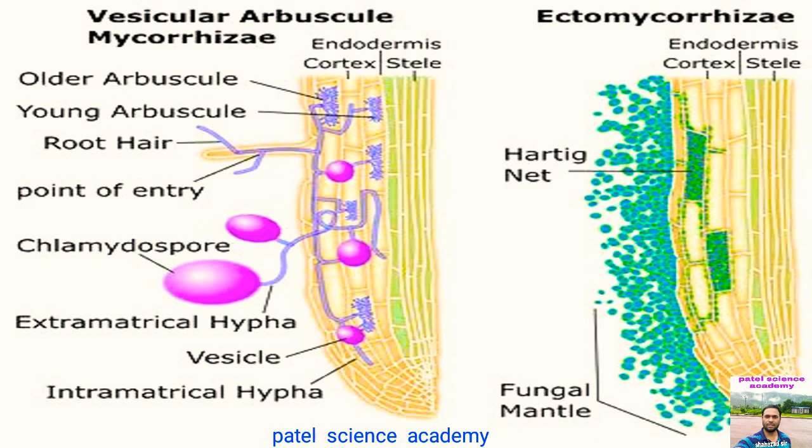Do you know, dear students, nowadays mycorrhizae are classified into 8 different types: ectomycorrhizae, endomycorrhizae, ectendomycorrhizae, orchidaceous mycorrhizae, ericoid mycorrhizae, arbutoid mycorrhizae, monotropoid mycorrhizae, and the last, ophioglossoid mycorrhizae. So all these are the different 8 types of mycorrhizae.